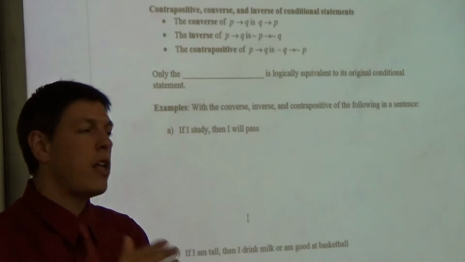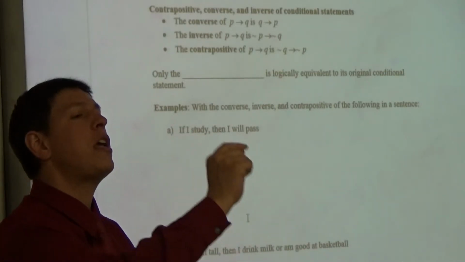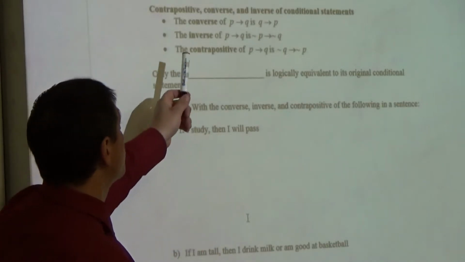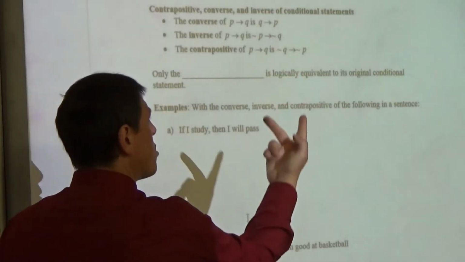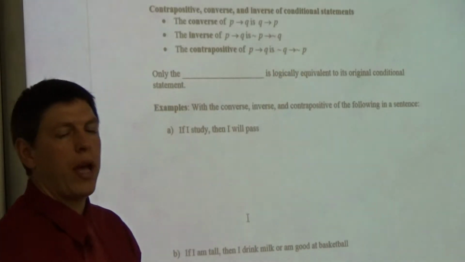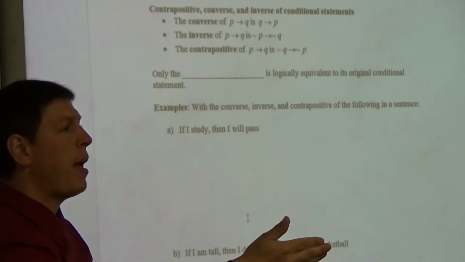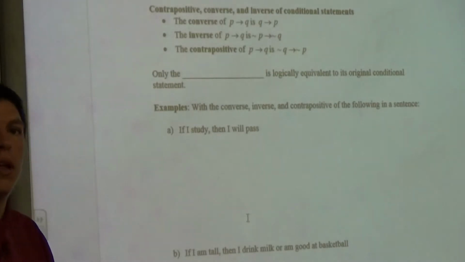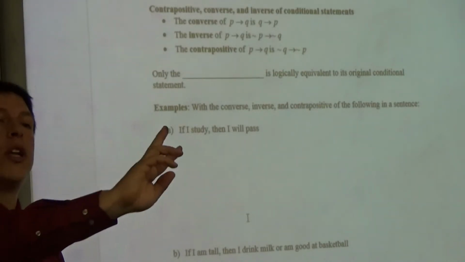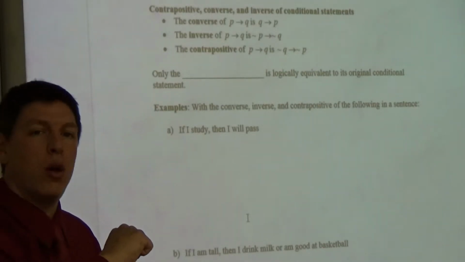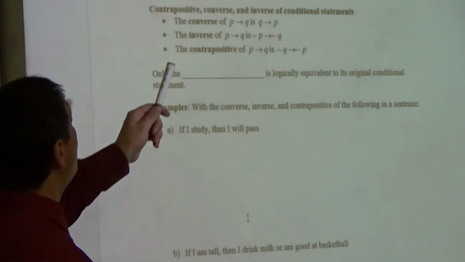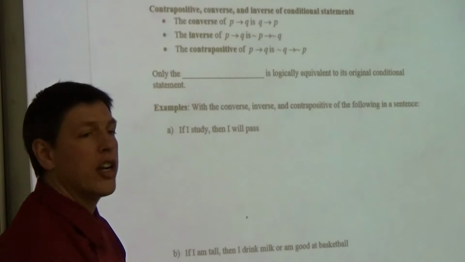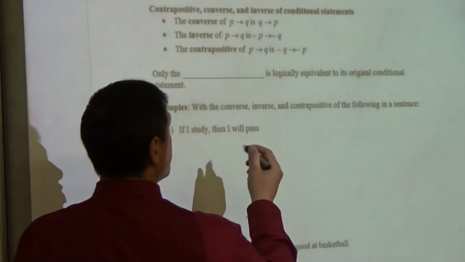The inverse takes the negation of both statements. So if I study, then I will pass; if I don't study, then I will not pass. That's the inverse of that statement. The contrapositive both flips the statements and negates them. So if I study, then I pass; if I don't pass, then I did not study. Oh, so the conclusion goes before? Correct. The conclusion and the antecedent are flipped. Of these three, the contrapositive is actually logically equivalent to the original conditional.